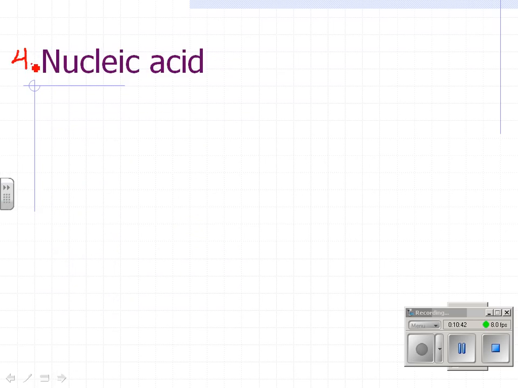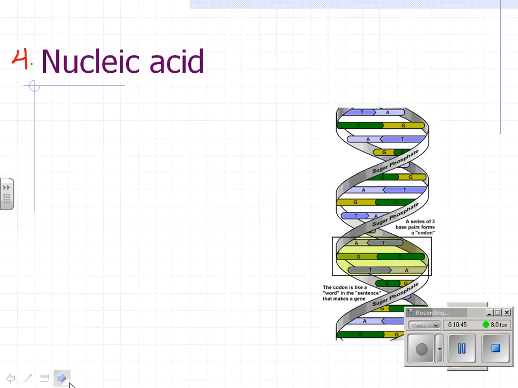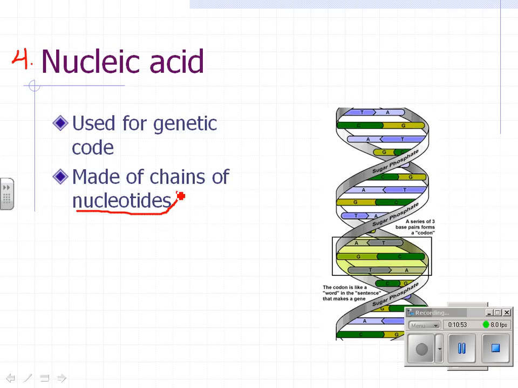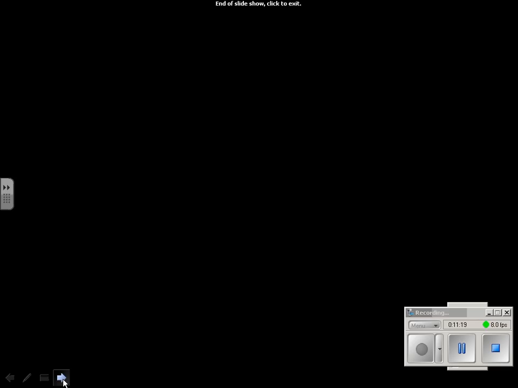The fourth kind is nucleic acid. And you probably recognize that right away. It's used for the genetic code. It's made of chains of things called nucleotides. In this class, this is not a very important discussion, so we're not going to take very much time with this at all. Some examples of nucleic acids are DNA and RNA. We find DNA and RNA in the nucleus of a cell. That is it for organic compounds.